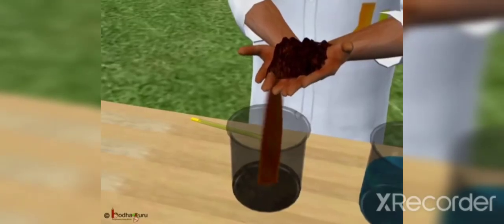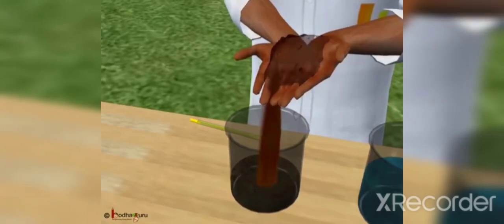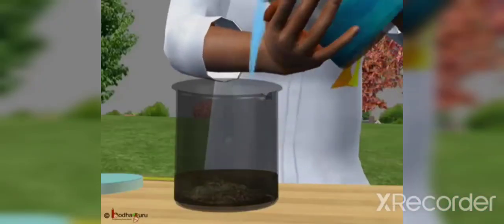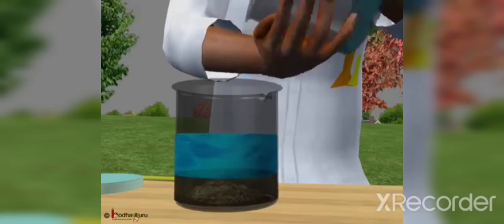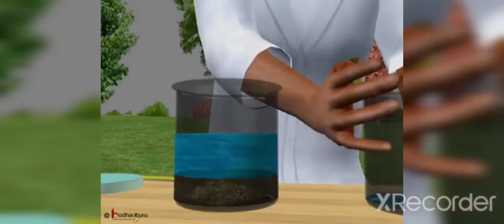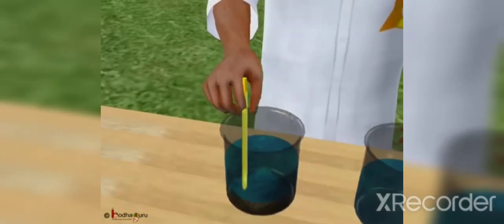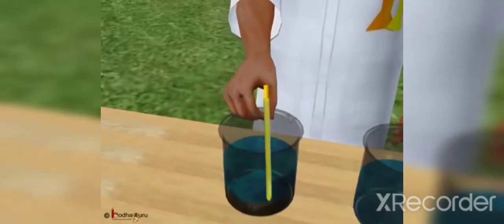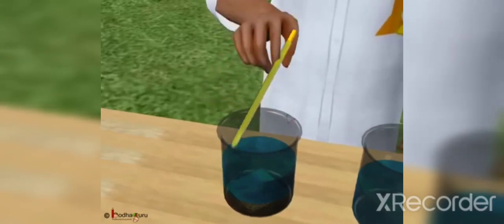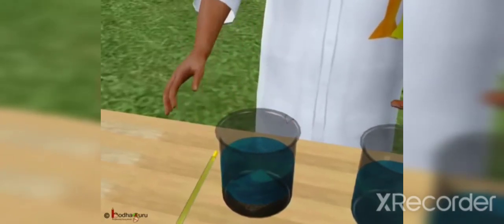Let us take a handful of soil from the garden. Let us take a glass tumbler and fill 3/4 part of it with water. We then add some soil into the water and stir the water with a stick. Don't disturb the water for the next few minutes.